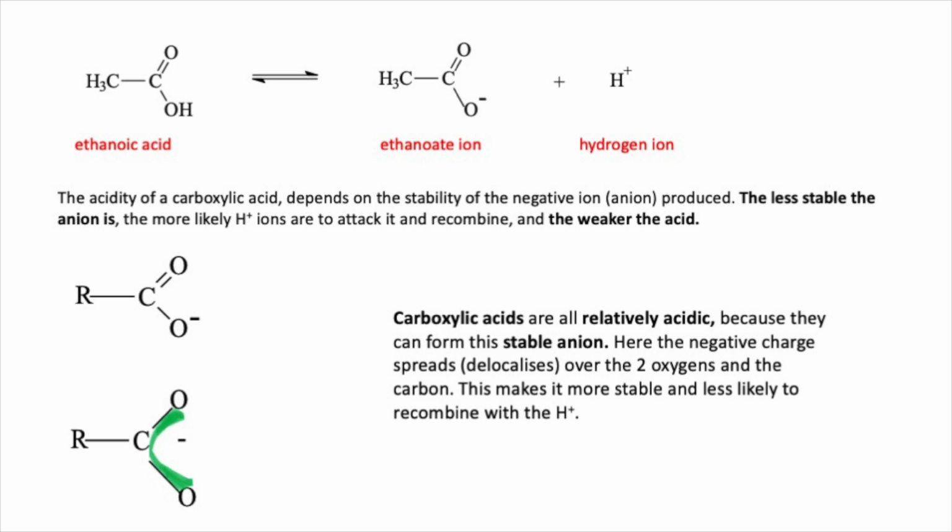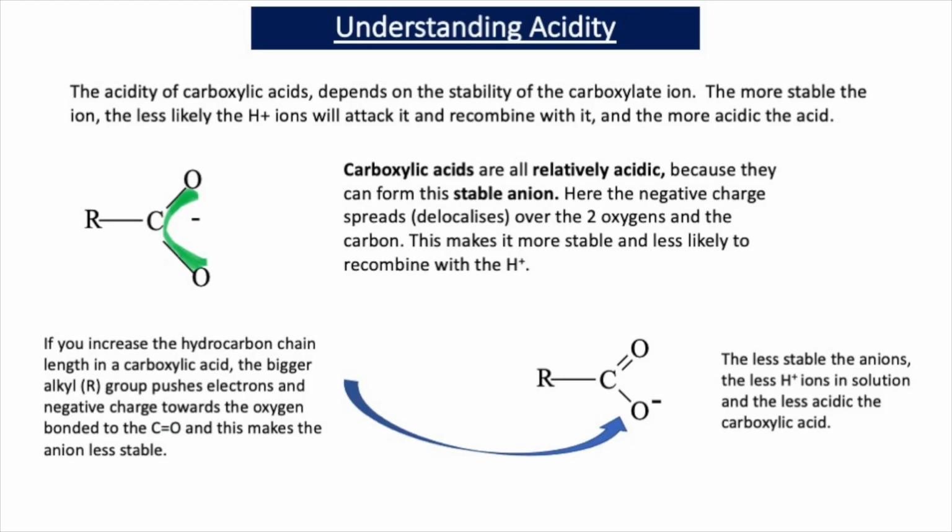Now, if we have 1,000 phenol molecules, around about 1 in every 1,000 will have split up into H+ ions. This is compared to about 4 in every 1,000 for ethanoic acid. Ethanoic acid is around about pH 3, whereas phenol is around about pH 5.5. So you can see that phenol is a weaker acid than ethanoic acid.